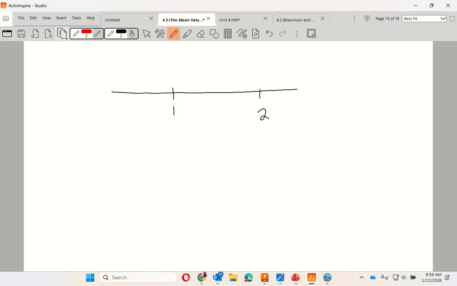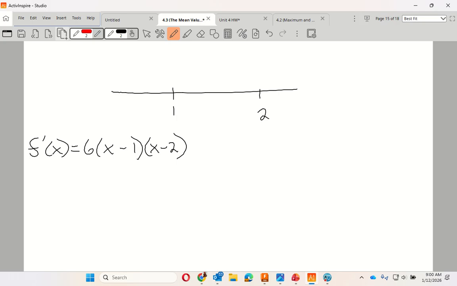Now, my function, f prime of x, was 6 quantity x minus 1. Now, there's a reason why I'm using the factored form. When I'm evaluating, I really want to use a factored form because it makes my life a whole lot easier. All I have to do is plug in and multiply to see, is this going to be a positive or a negative?